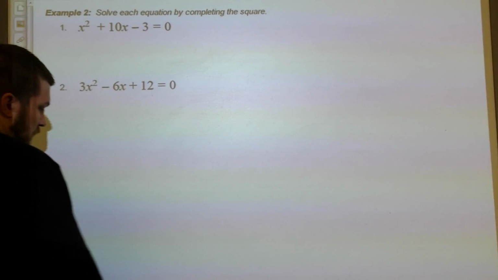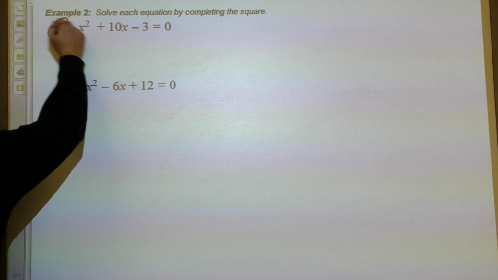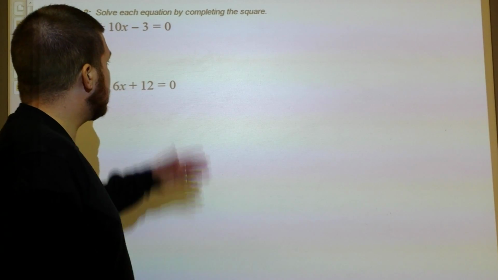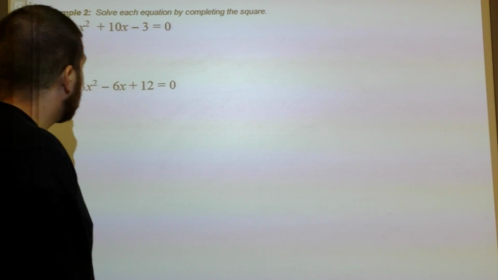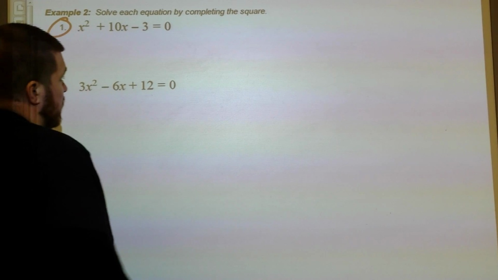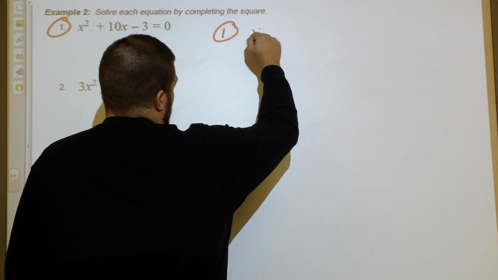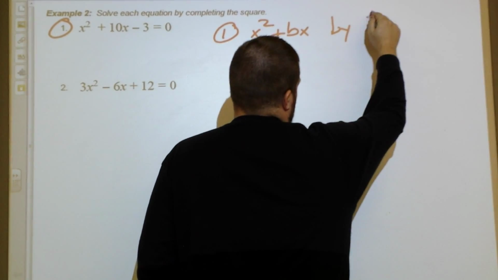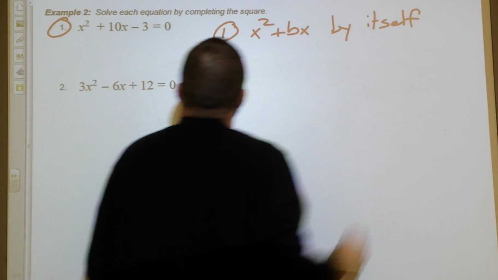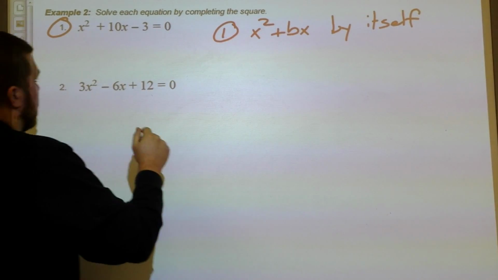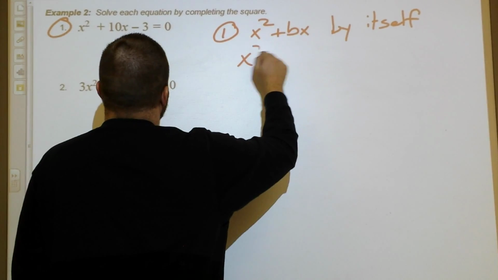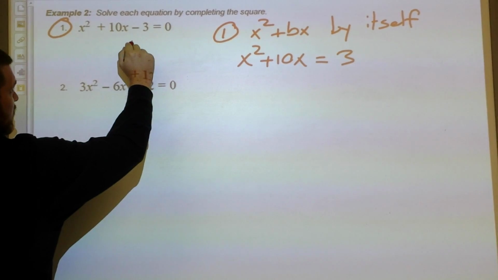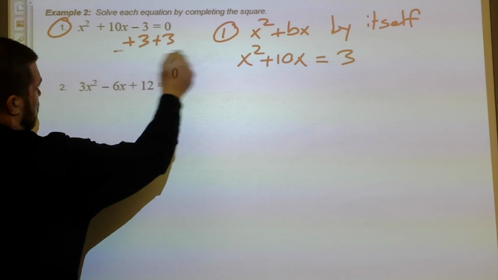Alright, so I'm going to do the first problem in red. And what I have is a trinomial. I might try to solve this by factoring, but the instructions say to solve by completing the square. Remember, when we solve it by completing the square, the very first thing we want to do is get x squared plus bx by itself. So when I do that, I find that I have x squared plus 10x equals 3. All I did was take this minus 3 and add 3 to both sides.